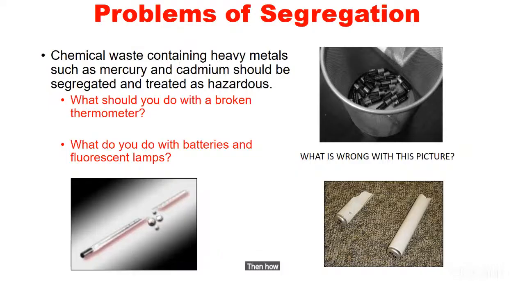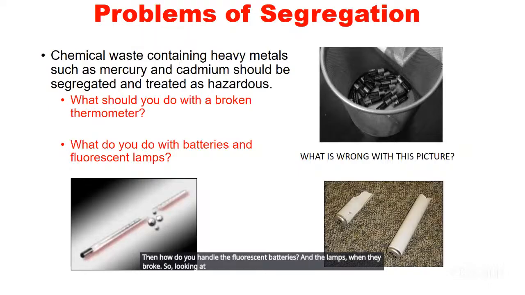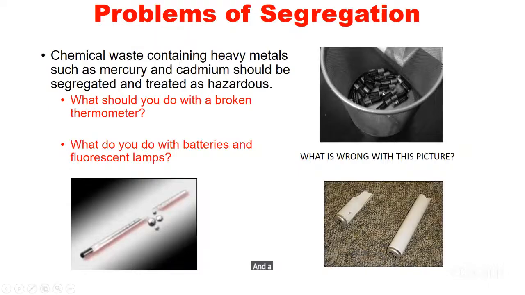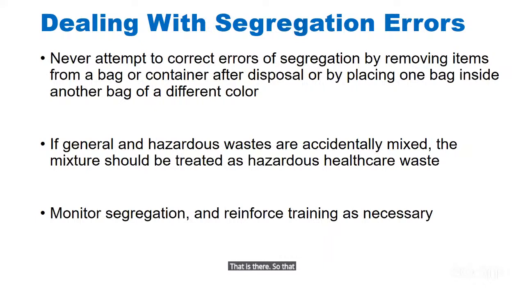Then how do you handle fluorescent tubes, batteries and lamps when they break? Looking at this picture here, you will see that this is plastic in which a heavy metal has been placed, meaning there is a risk. So that is very, very important.